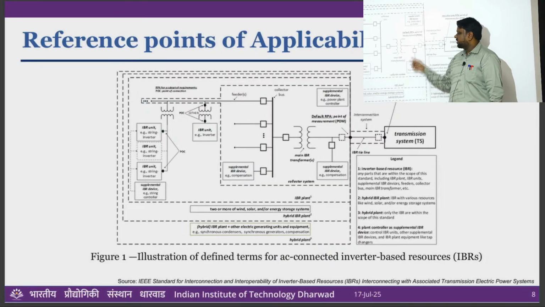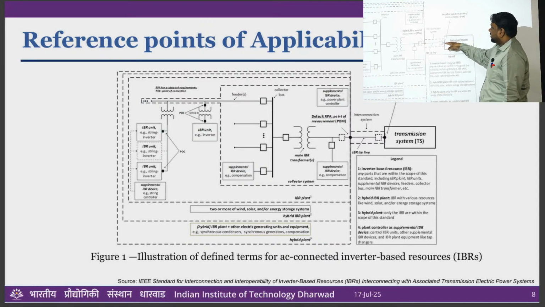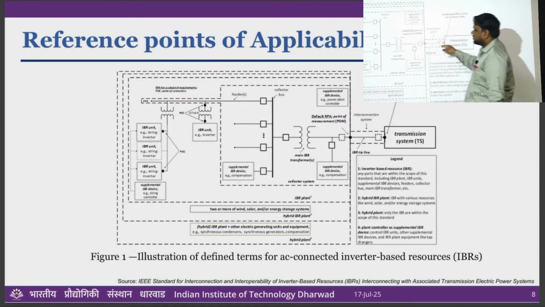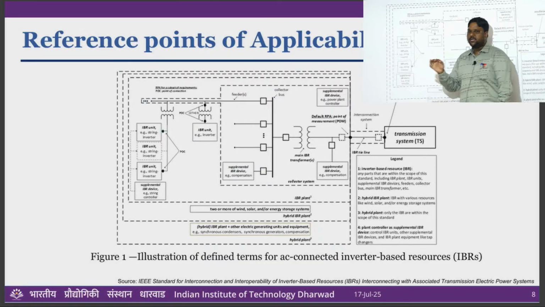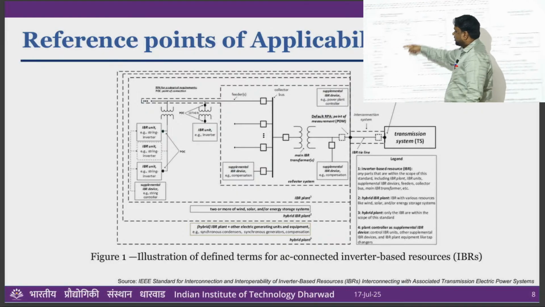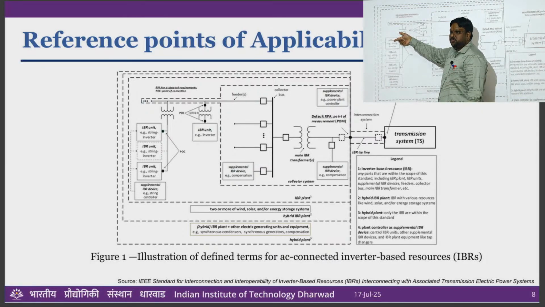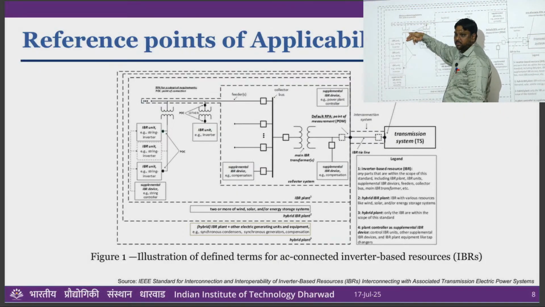This is the central transformer where you connect, then pass the power to this. So, apart from the point of interconnection, there is also a point called the point of connection, which is basically the IBR terminal. Okay. So, if you see the IBR unit, this can be solar, this can be wind, this can be anything. Where that connects to this transformer, you can see exactly the inverter terminal.